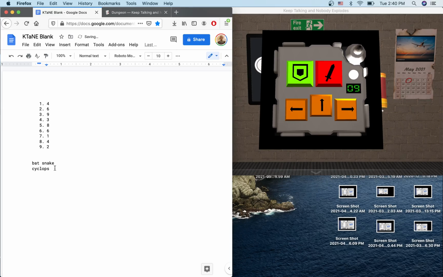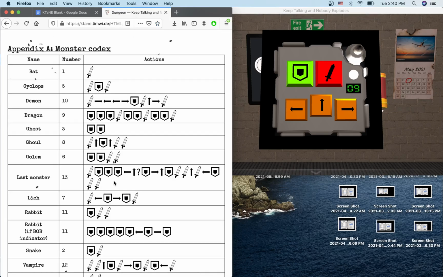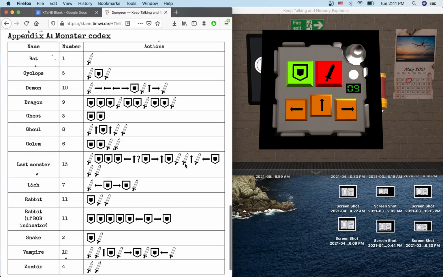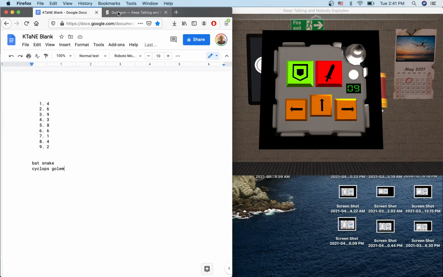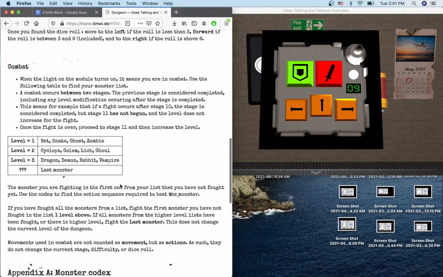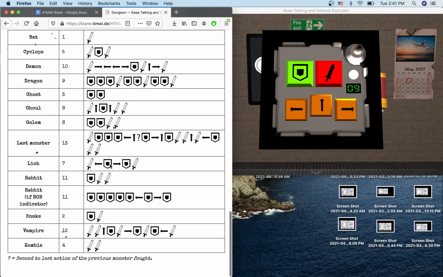And this is kind of like the challenge of the modules. There's a lot to keep track of, and it's very easy to mess something up. And this module is very unforgiving on a strike. After I solve this one, I'll show you what I mean. It basically gives you no chance to recover if you happen to lose track of where you are. So we're on a monster, which is going to be a lich, I believe. Yes, it is. And lich is sword left, block right, block sword.